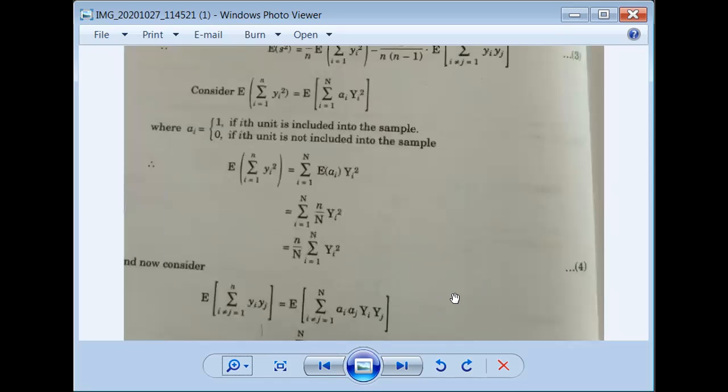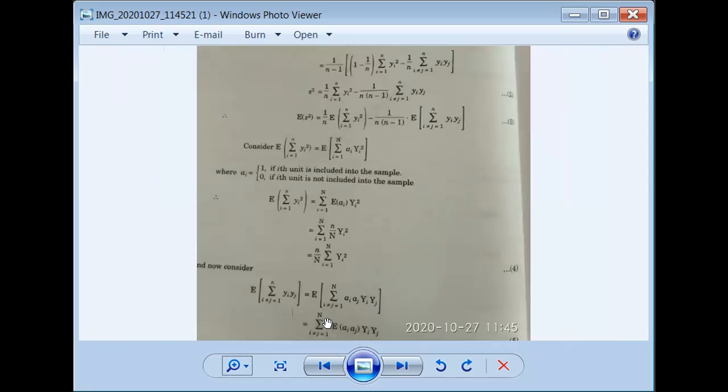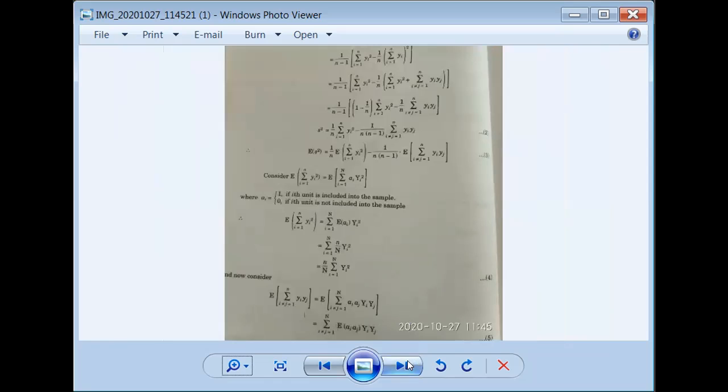So now let us consider expectation of summation i not equal to j equal to 1 to n yi into yj equal to expectation of c. So here for both variables i and j, two different ranges are there. Instead of the i range I am taking ai, instead of the jth range I am taking aj. So expectation of summation yi yj can be written as expectation of summation ai into aj yi and yj. Now again I am taking summation outside and taking expectation inside. The expectation of ai into aj into yi into yj.